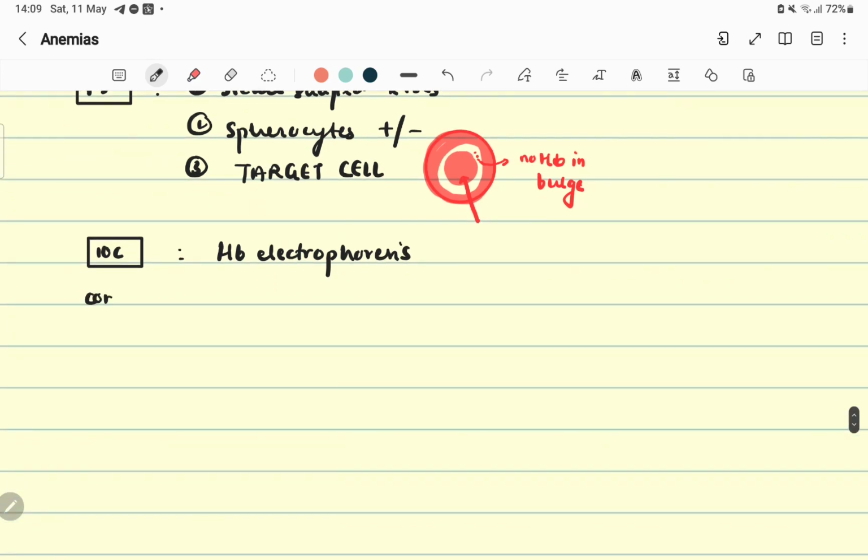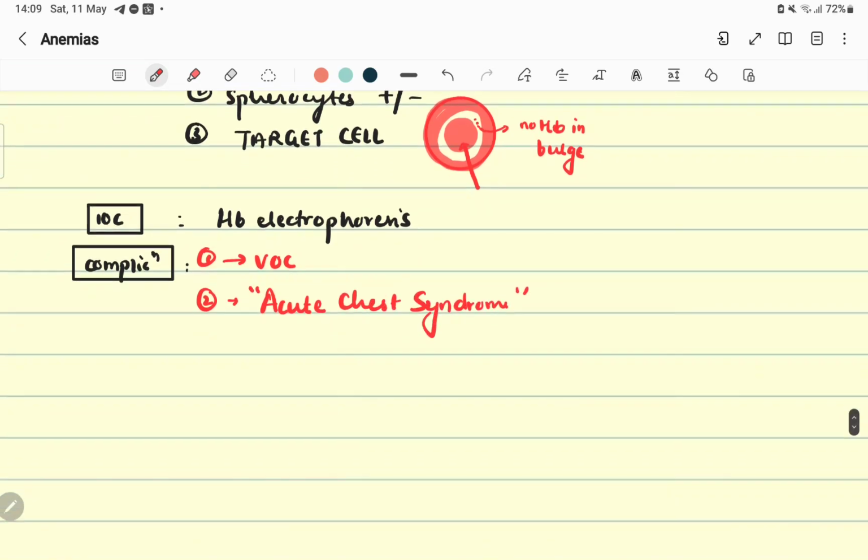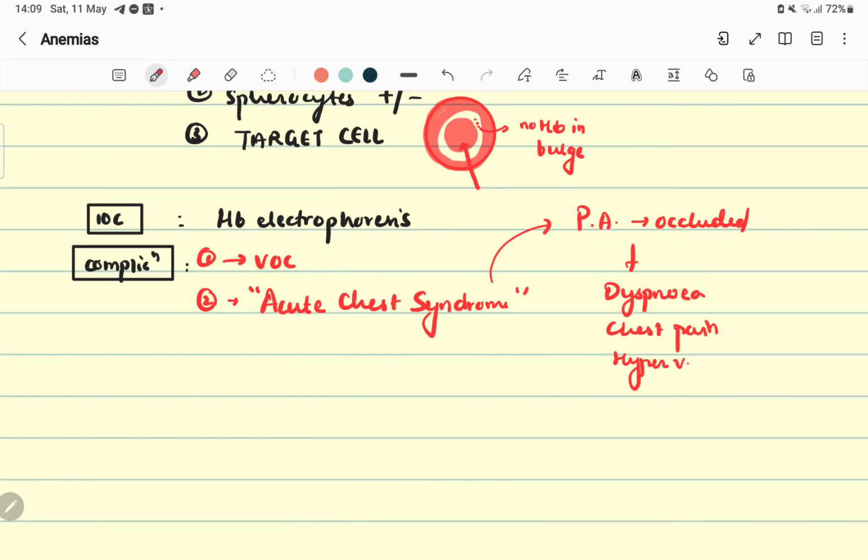Understood? Complications. One of the complications is the vaso-occlusive crisis. The second one is a syndrome called acute chest syndrome. Acute chest syndrome is an emergency complication due to occlusion of the pulmonary arteries. The patient may present with dyspnea, chest pain, and hyperventilation. These are the clinical features of acute chest syndrome.